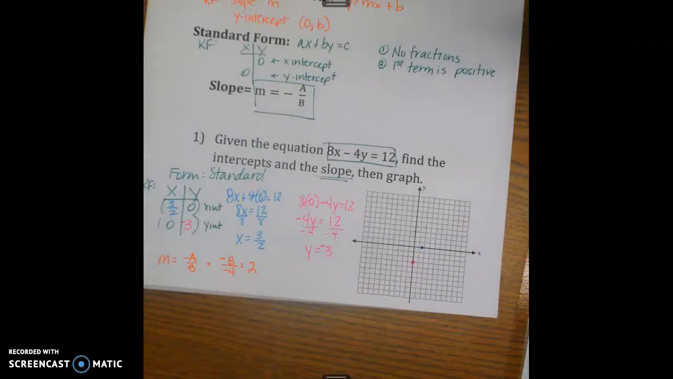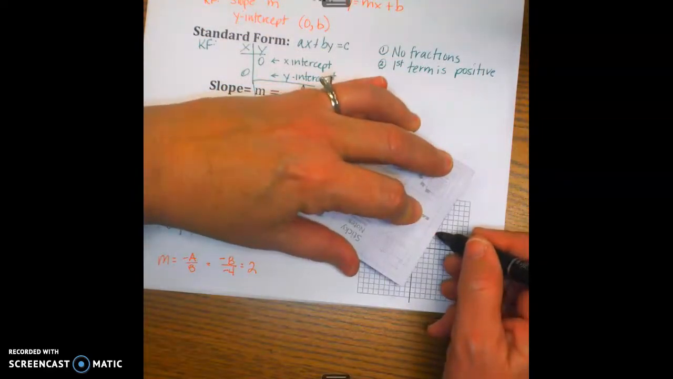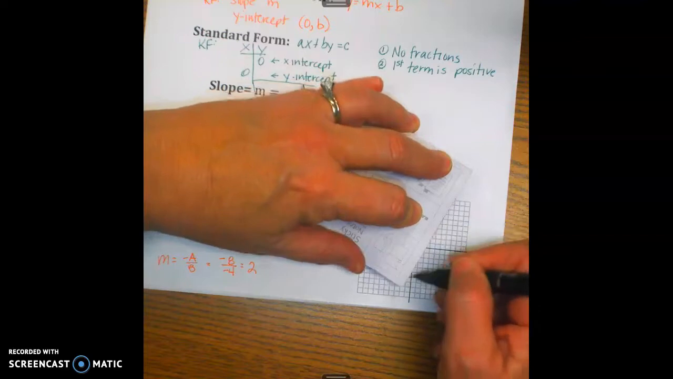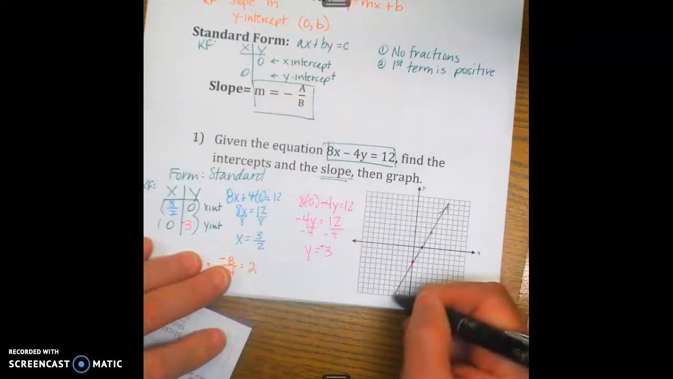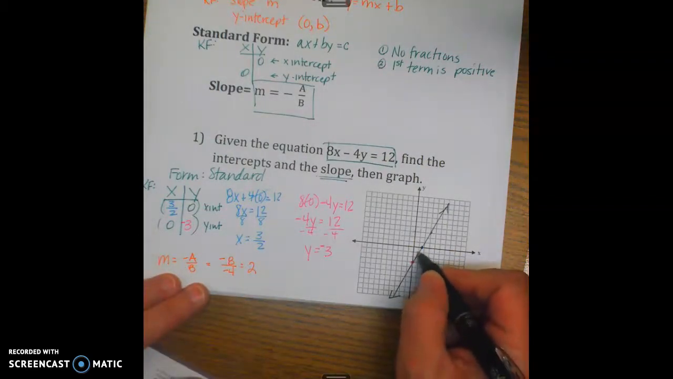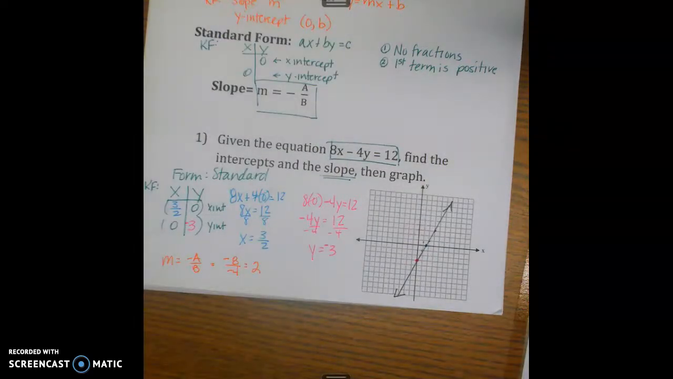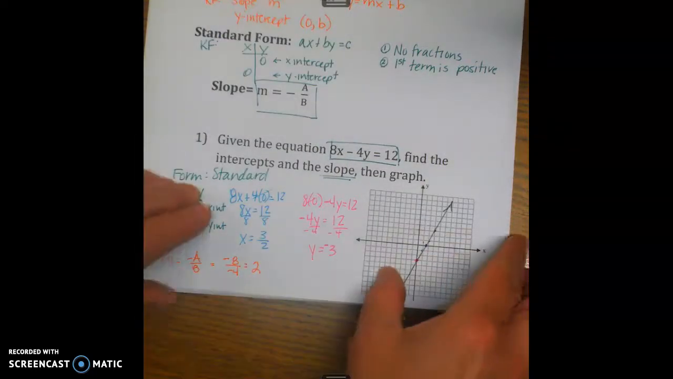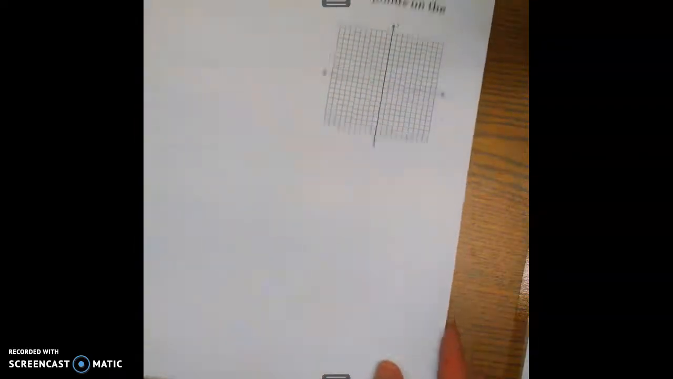It didn't look right before. And then we connect those points. And remember, my slope is 2, so up 2 and over 1, up 2 and over 1, so that's working. And then that's how I would graph that. Okay, I didn't need my slope to graph it, but it's a good way to check the graph, especially when you have fractions as part of your intercepts.